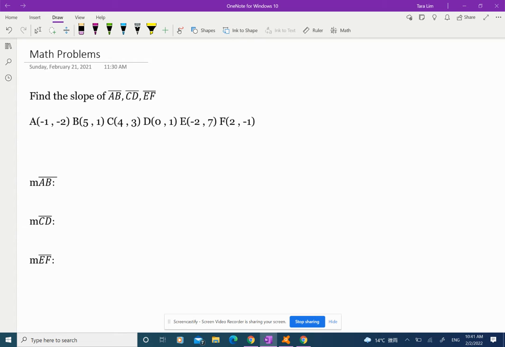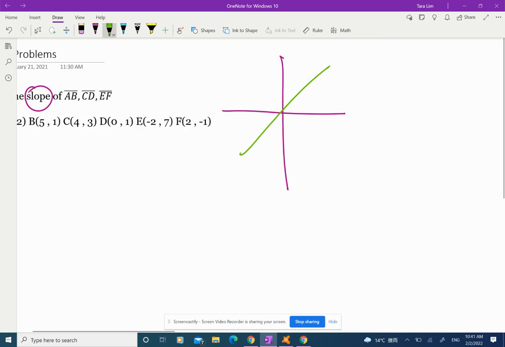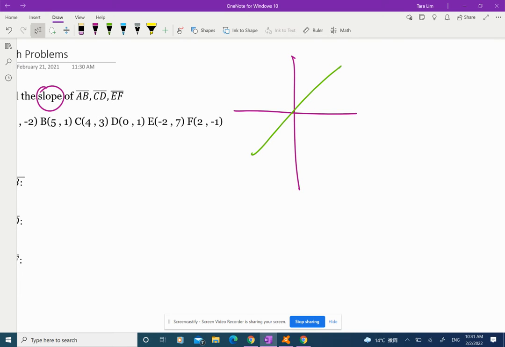Find the slope of line AB, line CD, and line EF. So here, what you can see, these are points, and as you can see, there are coordinates. So first of all, we want to know what is slope. So here we have a graph, and then we have a line. So the slope can determine whether the line is positive or negative. It can also determine whether the line is steep or whether it is not steep.